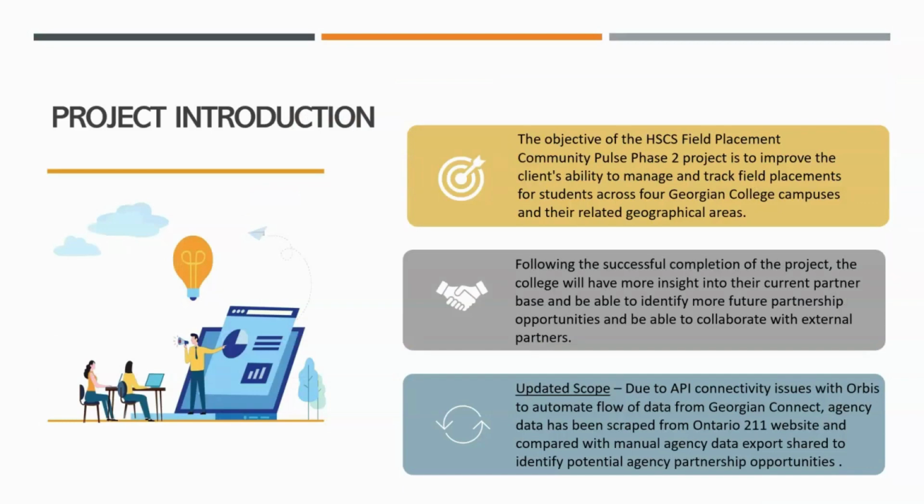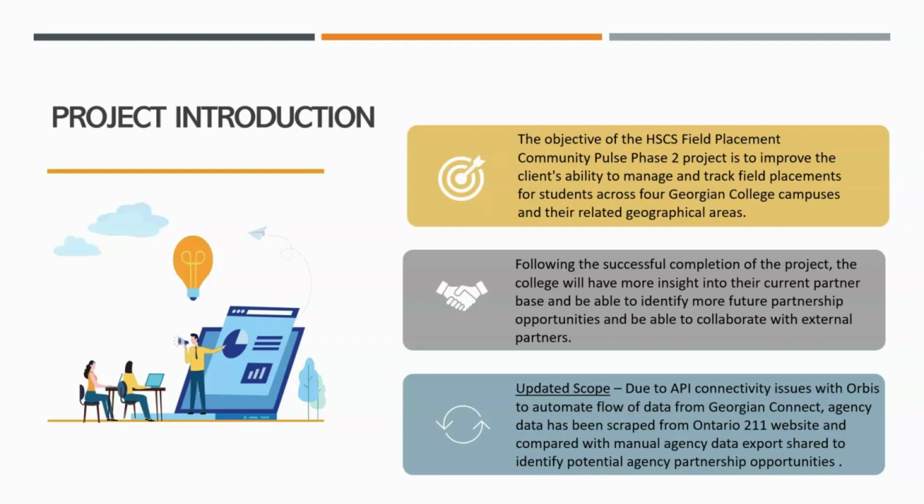Project introduction. The objective of this dashboard and this project is to improve the client's ability to manage and track field placements for students across 4 different Georgian College campuses. The initial scope of the project was to automate the flow of information from Georgian Connect to the Power BI dashboard. But unfortunately, due to some API connectivity issues with Orbis, a third-party supporter who takes care of all the backend of Georgian Connect, we were not able to do that.